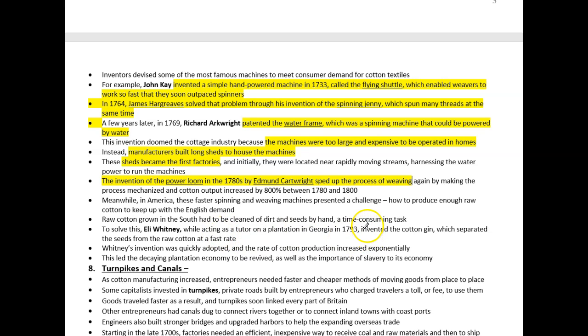All right, so we'll go ahead and include the date of the invention along with the invention. Whitney's invention was quickly adopted, and the rate of cotton production increased exponentially. I'm going to add that to the definition because that is important. This led the decaying plantation economy to be revived, as well as the importance of slavery to its economy.